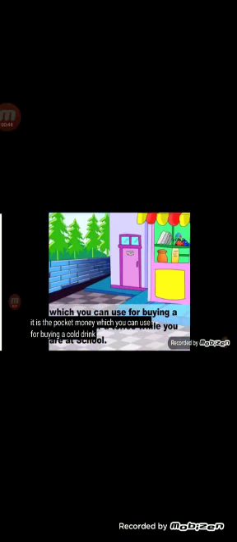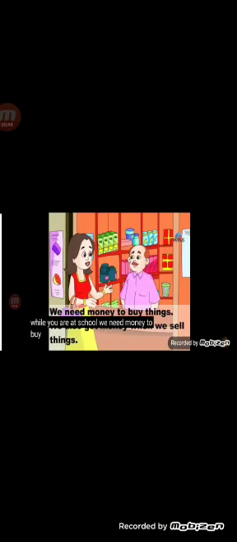Money. Money matters a lot in our daily lives. Nobody can do without it. You want to buy a book, you need money. You want to buy a shirt, you need money. What is that your mother puts in your pocket when you go out to the school? It is the pocket money, which you can use for buying a cold drink or a toffee while you are at school. We need money to buy things.